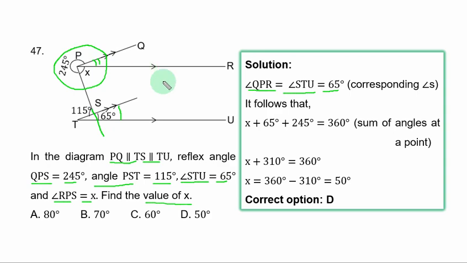Sum of angles at a point, that is what you have here. That leads to this. If you make s the subject, s is equal to 50 degrees. Option D is the correct option.